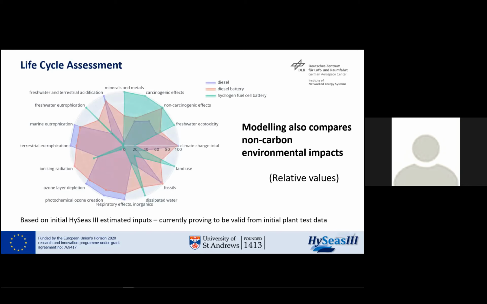Right, but we're not just looking at carbon. We want to understand what the other impacts are. The green, in this sort of spider web mapping, is the hydrogen fuel cell hybrid, so the type of vessel we're talking about here. And the other colours are diesel and diesel battery hybrid.